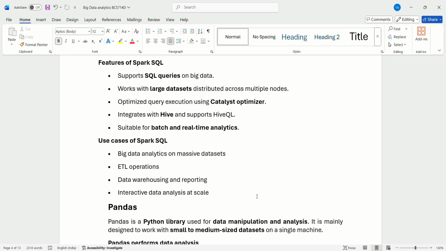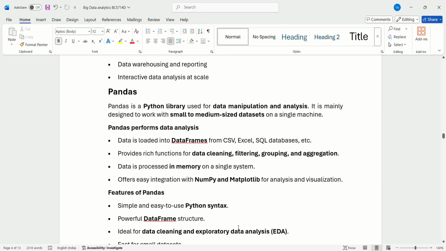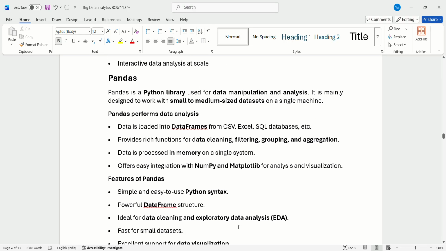Coming to pandas, it is a Python library used for data manipulation and analysis. It is mainly designed to work with small to medium-sized datasets on a single machine. Pandas performs data analysis as follows. Data is loaded into a DataFrame from CSV, Excel, or a SQL database, and pandas provides rich functions for data cleaning, filtering, grouping, and aggregation. Data is processed in memory on a single system, and pandas offers easy integration with NumPy and Matplotlib for analysis and visualization.